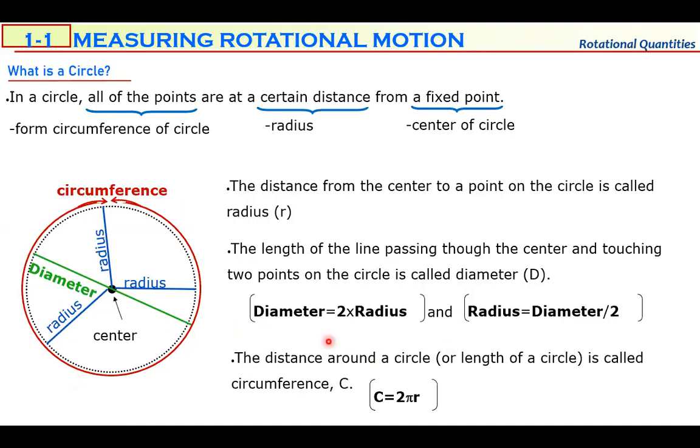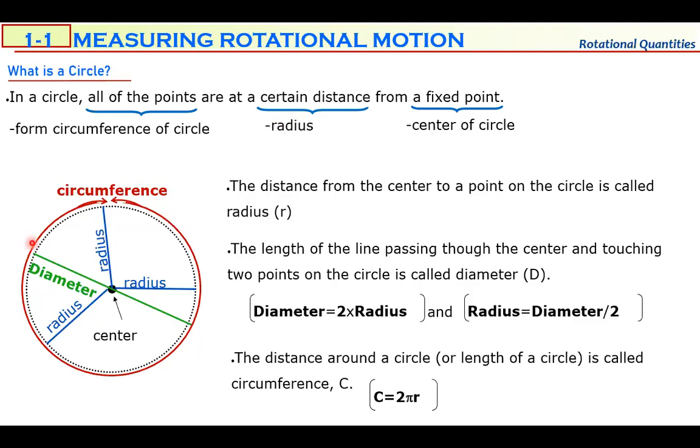And we know that the diameter is twice the radius, and the radius is half of the diameter. And this distance is called the circumference and is calculated by 2 pi r. And one more thing we should know about circular motion: if a question gives you a sentence or a definition like "2.5 kilometers circular path," this 2.5 is defining the length of the circle, not the radius.